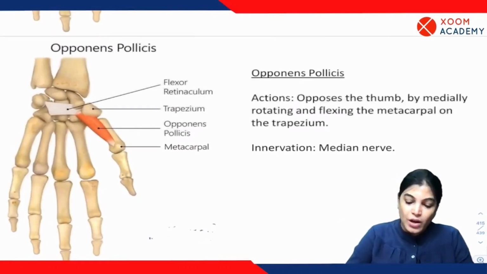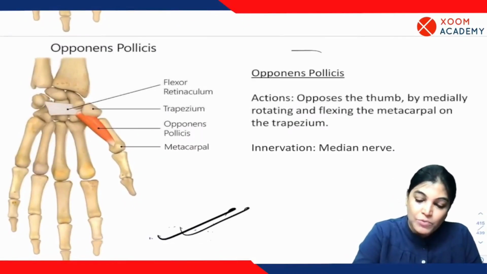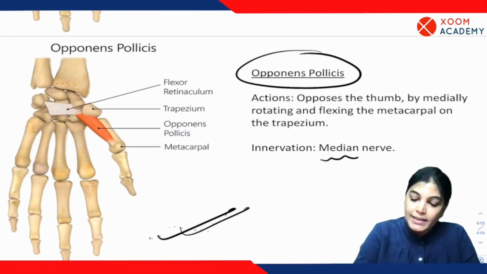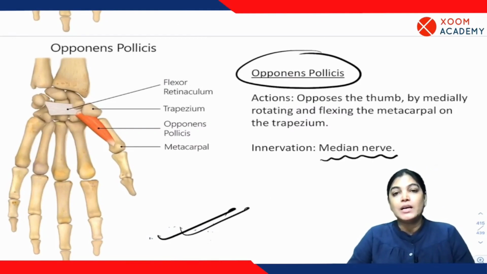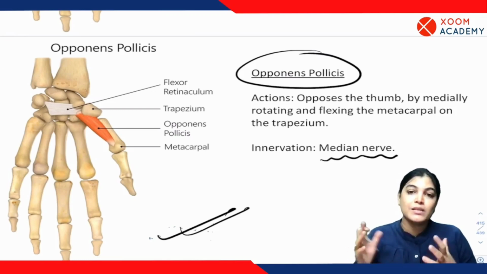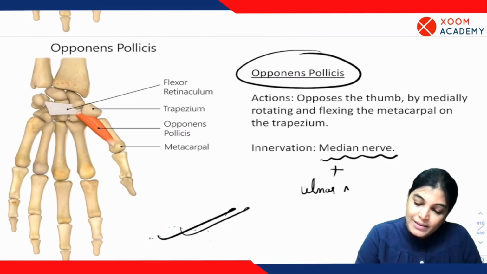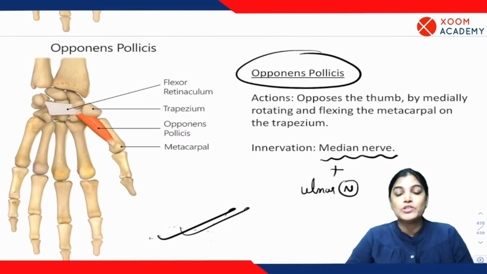Opponens pollicis: if I talk about its action, by the name you can remember that it is causing opposition of the thumb. What is the nerve supply? The nerve supply is the median nerve. At times, not always, it can also get innervation from the ulnar nerve, but that is not always.